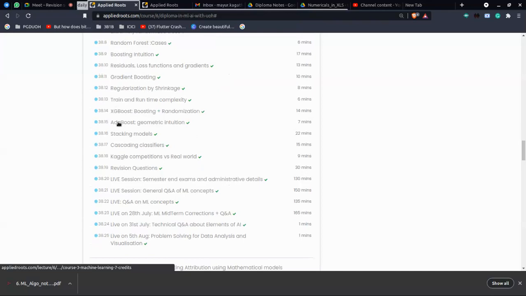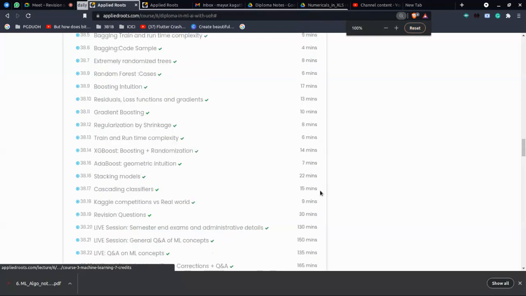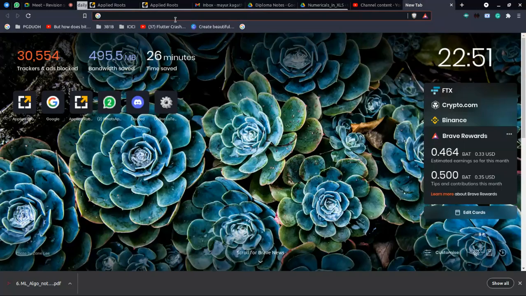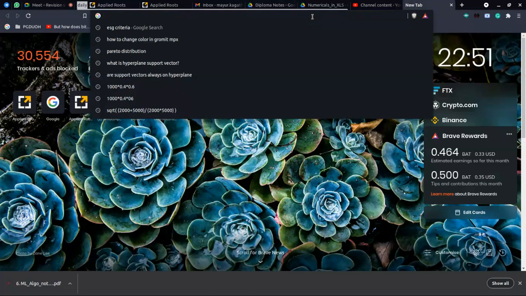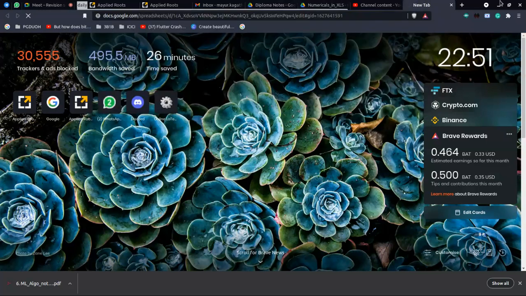Then ADA boost we have, I guess XG boost and ADA boost, but it is just intuition, not in depth. Then stacking and cascading: these two are methods that are very useful in Kaggle competitions, but mostly not in the real world. So these two topics. Okay. And how many days do we have? Today and tomorrow, right? UOH course weekly planner. Okay.